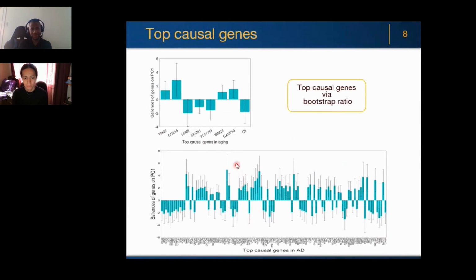So the next thing we did was to calculate the bootstrap ratio that we obtained from the bootstrapping, and this enabled us to identify those genes that were highly contributing to the variance explained by the first principal component. The bootstrap ratio was obtained by dividing the saliencies, which is the actual contribution before shuffling, by the standard error obtained from the bootstrapping. And as we can see, we identified 8 genes driving LV aging and about 211 genes underlying Alzheimer's disease.